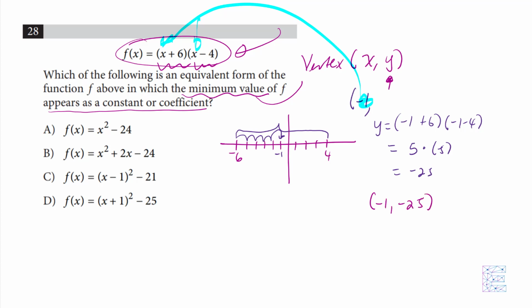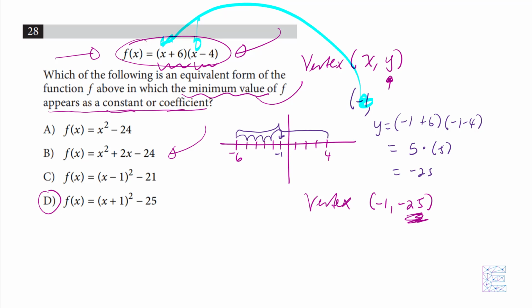Now remember, we can rewrite quadratic equations using different forms. This here is intercept form. If you look at choice B, this is standard form, and then choices C and D are what's known as the vertex form. So since we have the vertex, and you notice that right here, the minimum value is -25, only one of these answers has -25 as a constant or a coefficient. So we already know the answer is D.